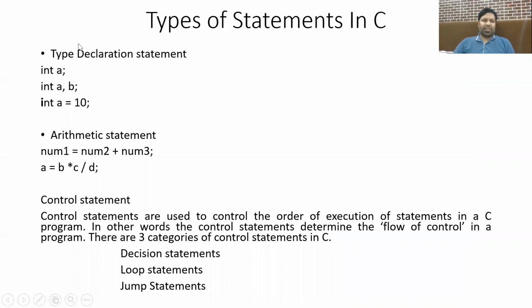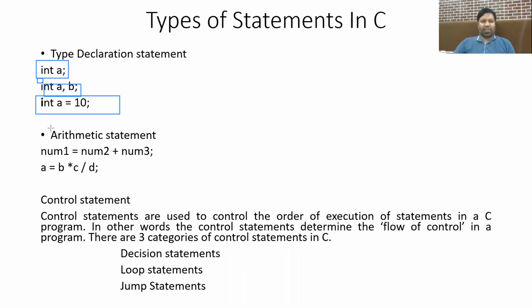Types of statements in C. We have three types of statements in C broadly. The first one is called the declaration statement. Declaration statements are used to declare the variables for use in the program. int a means a will be a variable of integer data type. int a, b means a and b are two variables of integer data type. And the third one is called declaration with definition. This means that a is a variable of integer data type with an initial value of 10.